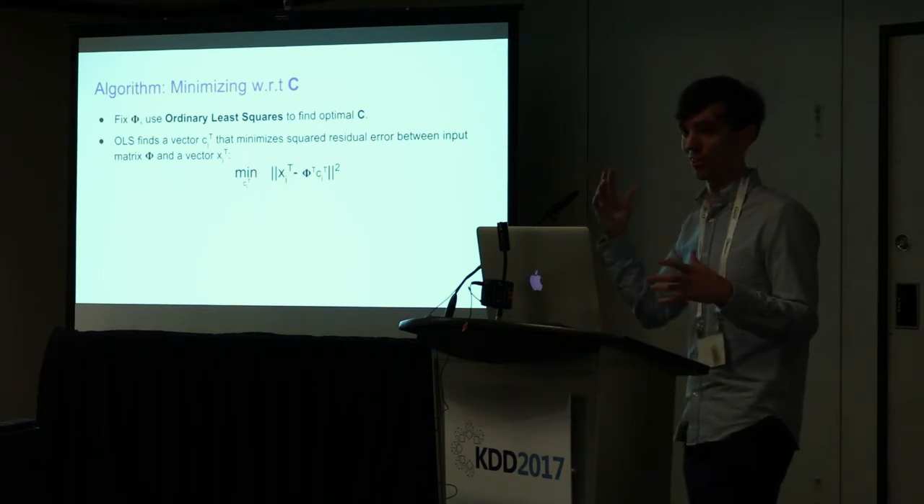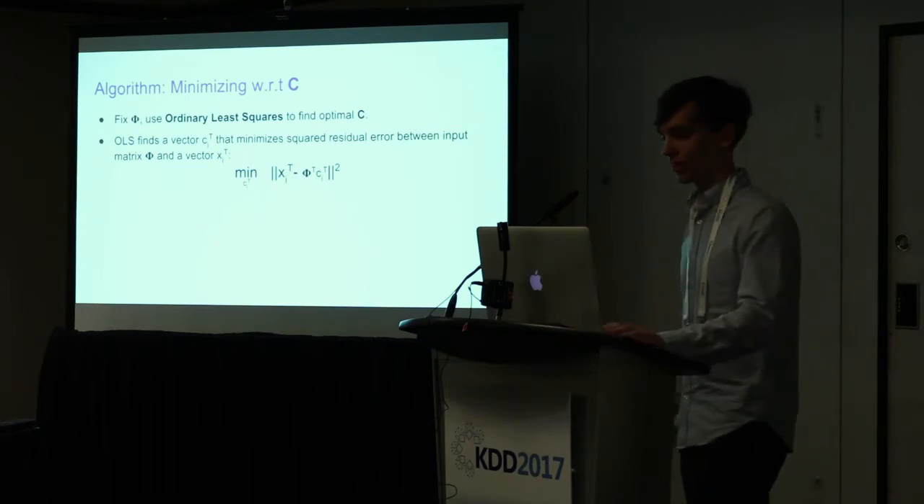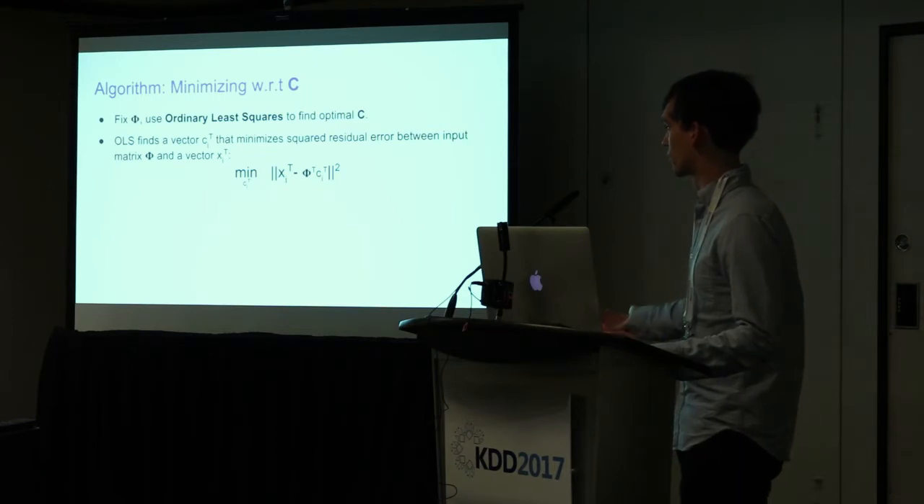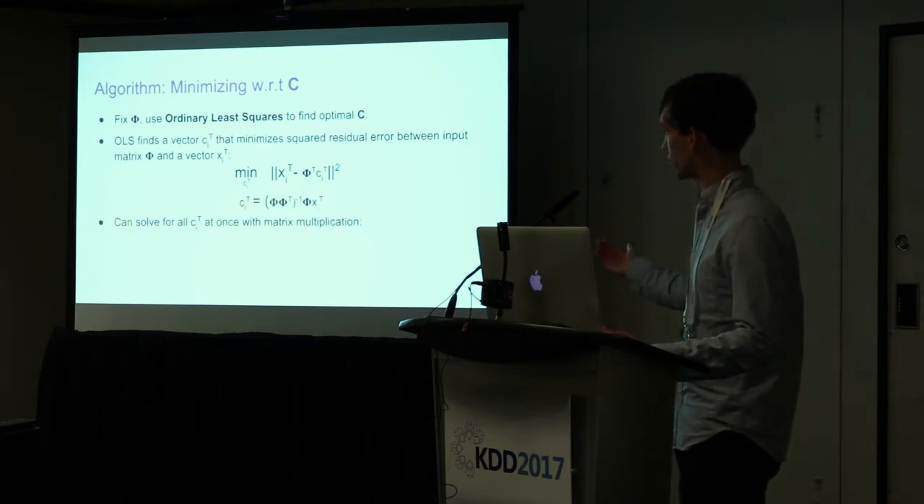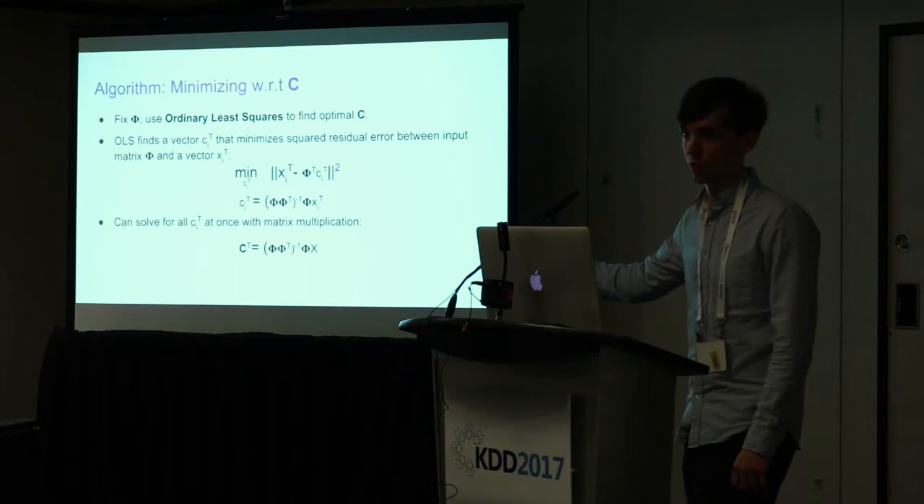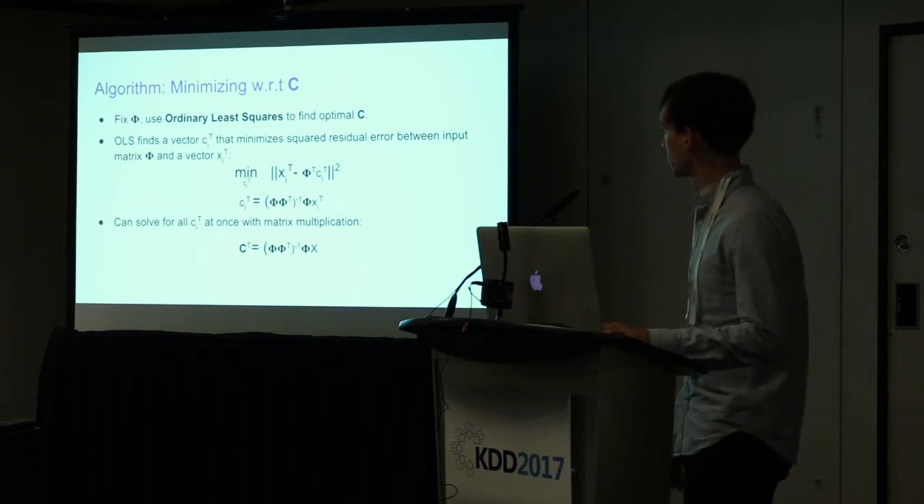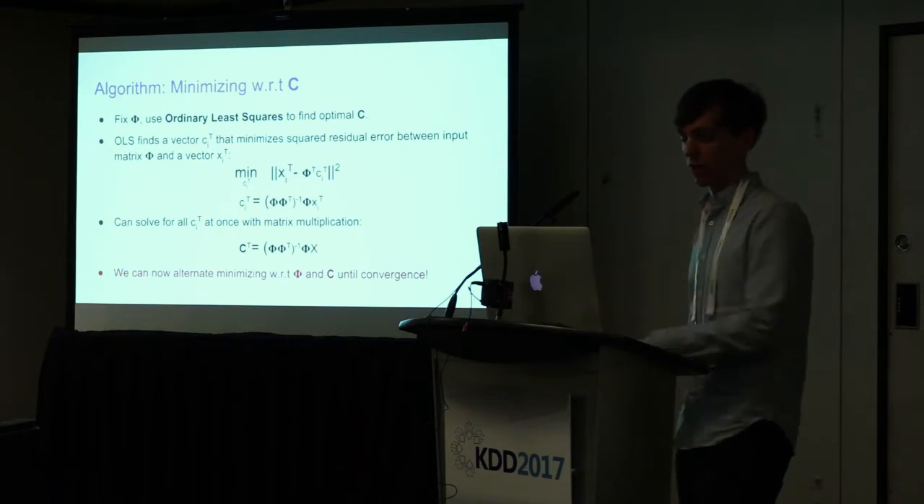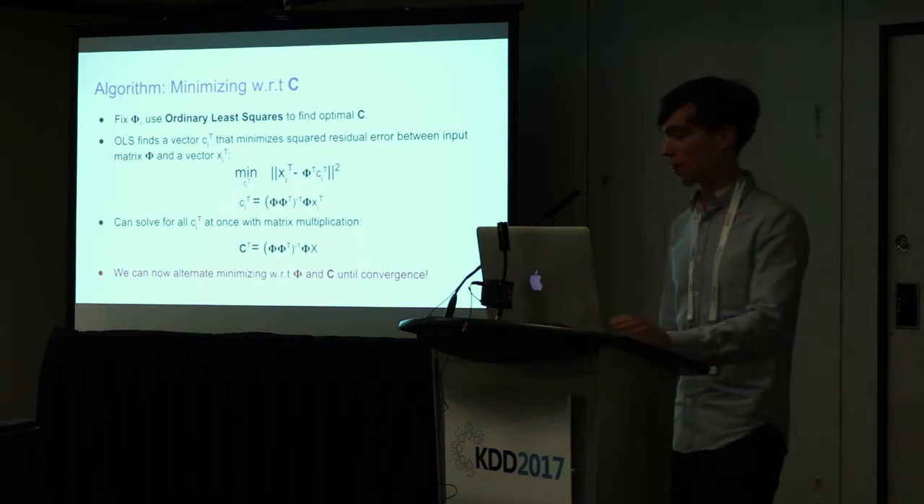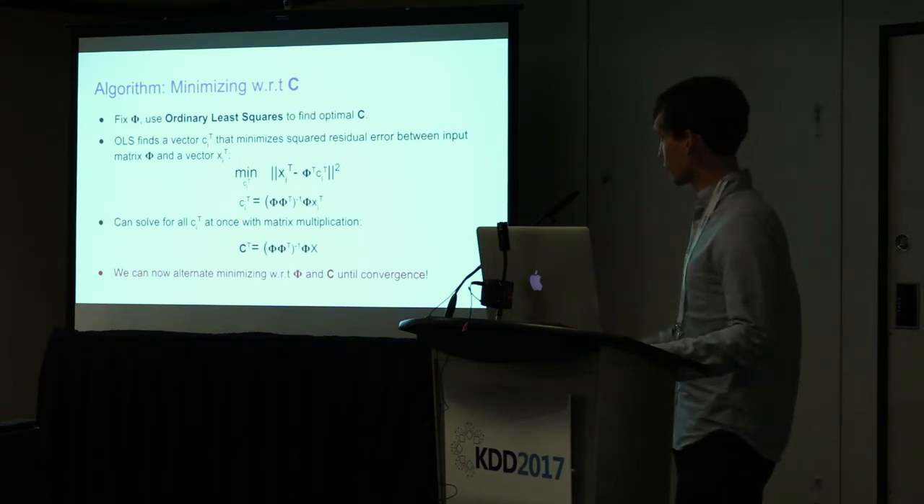It doesn't really have a good intuitive interpretation, but in terms of analysis, it's pretty straightforward, and you can do the entire thing with just one big matrix multiplication. And then we alternate, minimizing with respect to phi and minimizing with respect to C until we converge. So that was a lot of math.